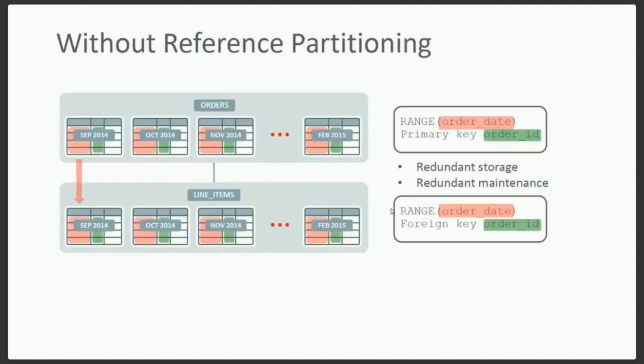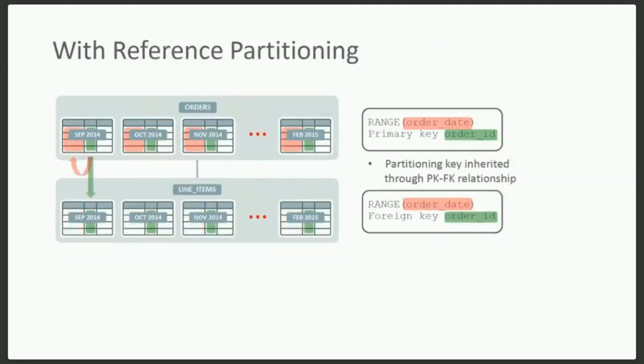So here we have the orders table and the line items table. The order is the parent and the line items is the child. The order is partitioned based on the order date, so that's range. But in this case, I also had to have the order date column present in the child table as well, to ensure the child table is partitioned the same way as the parent table is. So with the reference partitioning, I don't have to have that column in my child table. If I partition my parent table based on a particular column, in this case it's order date, then my child table automatically inherits that kind of partitioning model from the parent.